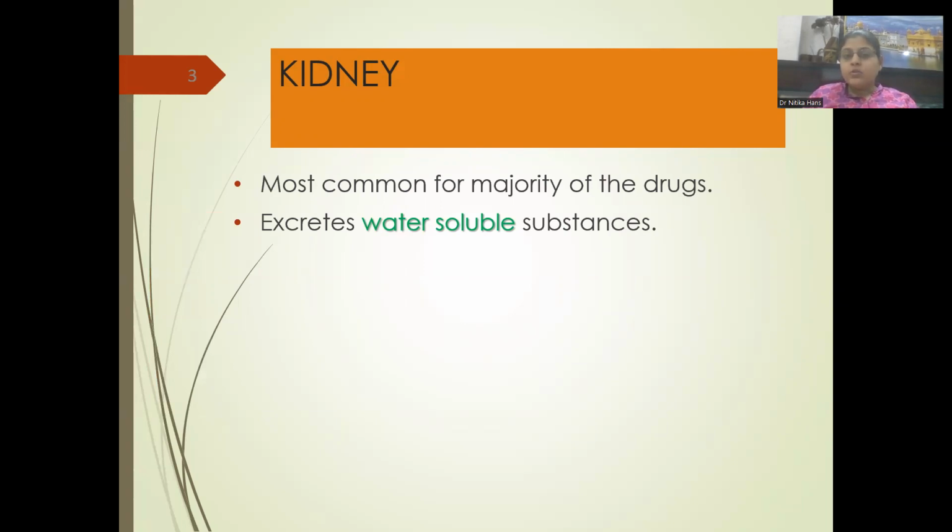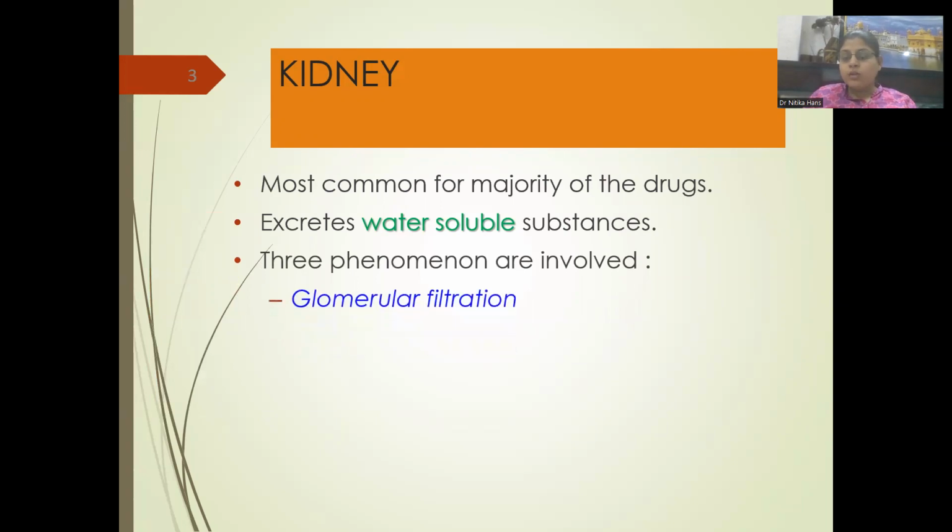Now, to excrete water-soluble substances, three phenomena are involved. The first is glomerular filtration. In glomerular filtration, the drugs get filtered out from the glomerulus, which has fenestrated pores in the membrane, which pass out the water-soluble substances as well as the lipid-soluble substances.